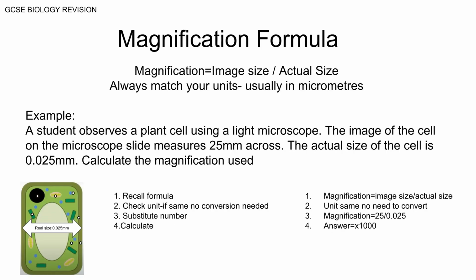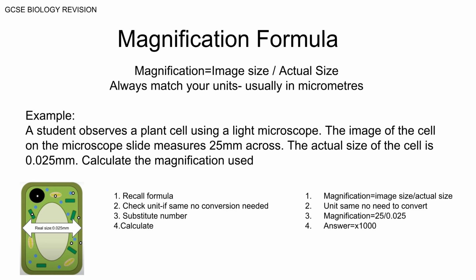Now let's tackle something a little bit more mathematical: the magnification formula. This formula is super useful when you're using a microscope to look at cells and need to know how much the image has been magnified. The formula is simple: magnification equals image size divided by actual size.